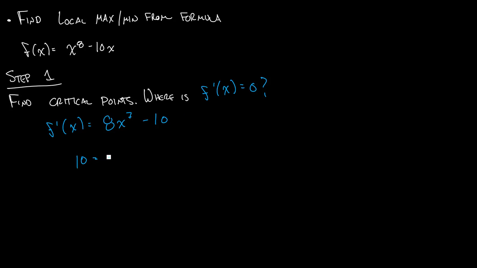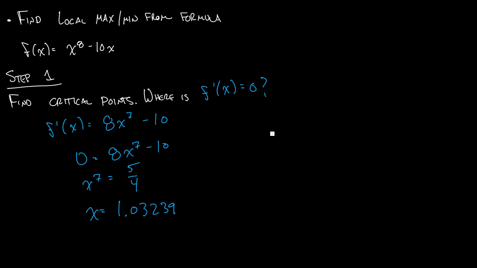So we'd have 0 equal to 8x to the 7th minus 10, so x to the 7th is equal to 10/8, which simplifies to 5/4. You could use your calculator to take the 7th root, which tells you that x is equal to 1.03239. Okay, so this is a potential local min or max of my function.